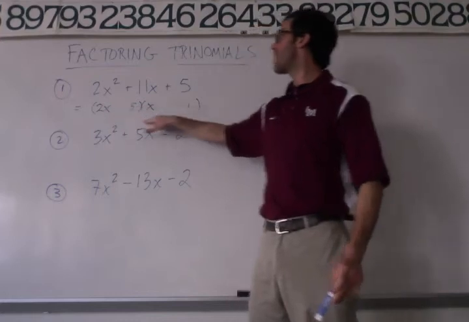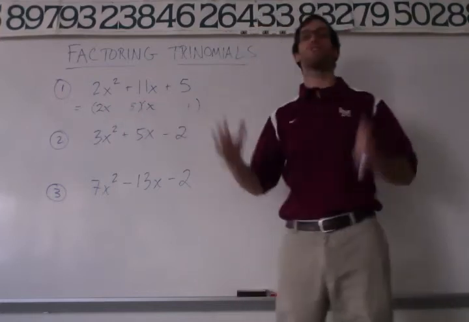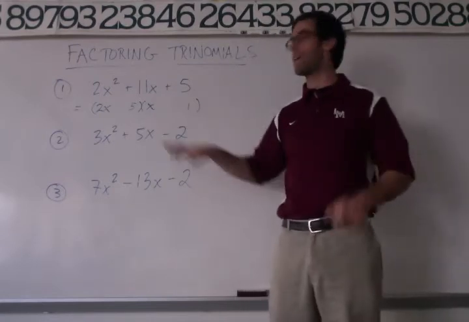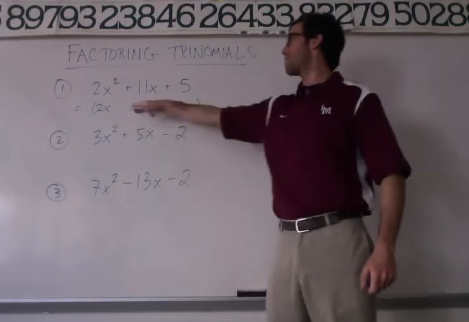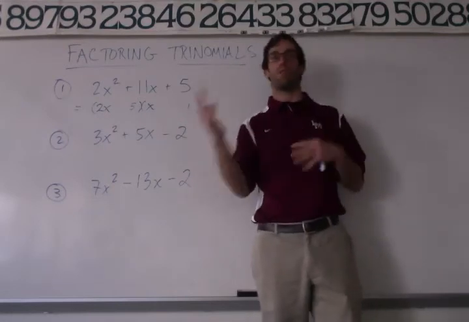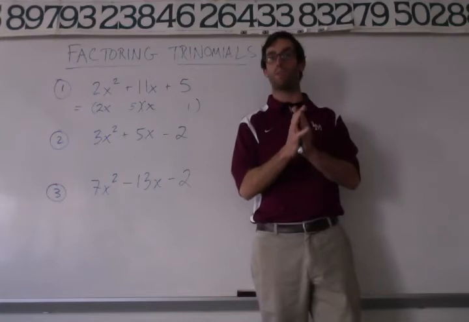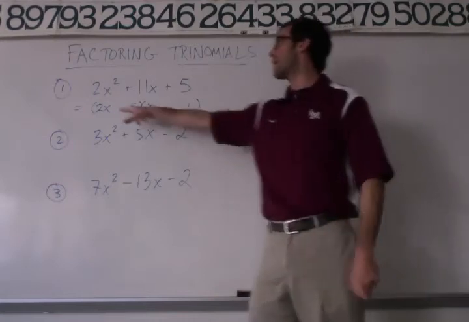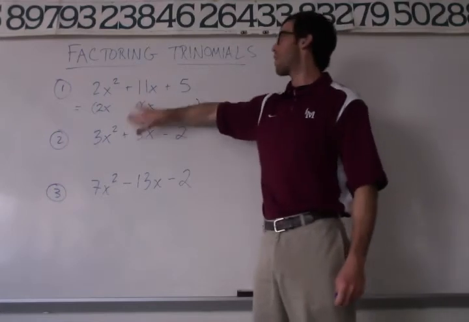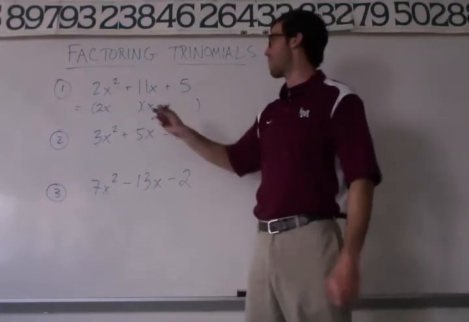Because the outside product and the inside product, when you collect those terms, you're supposed to get 11x. But we don't here. There's no way. We have 2x and 5x. Somehow they might combine to 7x or 3x if we added or subtracted them, but there's no way 2x and 5x can add or subtract to 11. No way. So let's try 1 and 5. It must be. It's the only other option, right?